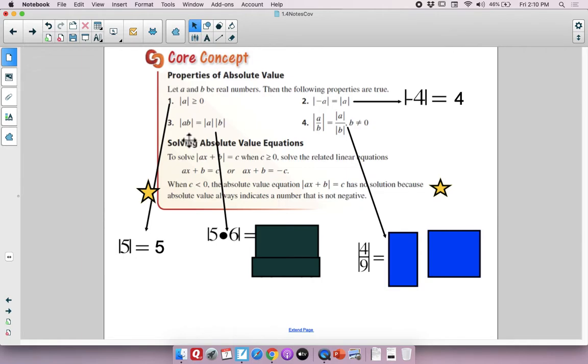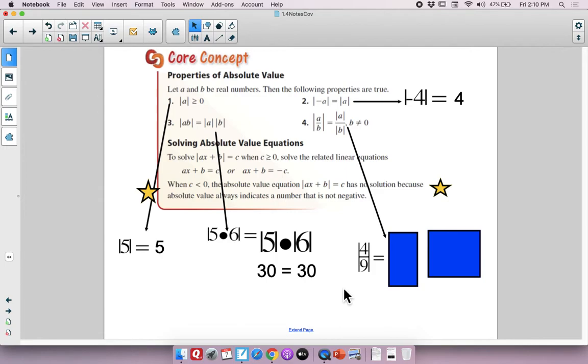Third one basically says that if you have two numbers that are being multiplied together in absolute values, you can split them, still keeping them in absolute value. So here's an example. The absolute value of 5 times 6 is equal to what? How would you write that? Absolute value of 5 times the absolute value of 6. And notice, what's the absolute value of 5? 5. What's the absolute value of 6? 6. We get 30. And here, inside these absolute values, which are grouping symbols, what's 5 times 6? 30. The absolute value of 30 is 30.